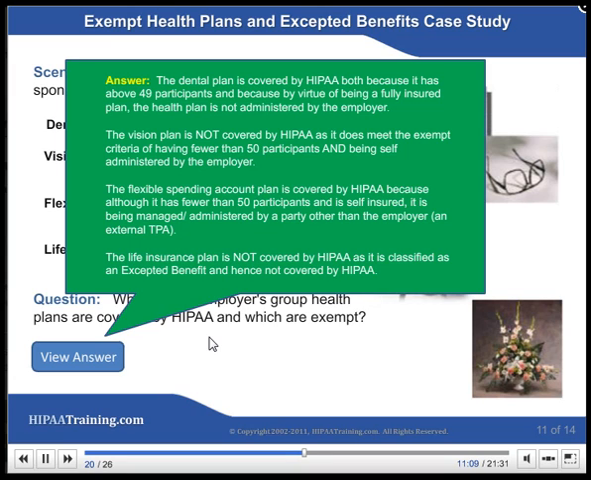The flexible spending account plan is covered by HIPAA because, although it has fewer than 50 participants and is self-insured, it is being managed or administered by a party other than the employer, an external TPA. The life insurance plan is not covered by HIPAA, as it is classified as an accepted benefit and hence not covered by HIPAA.